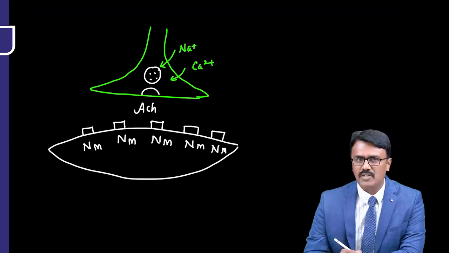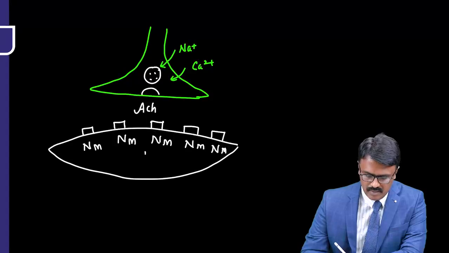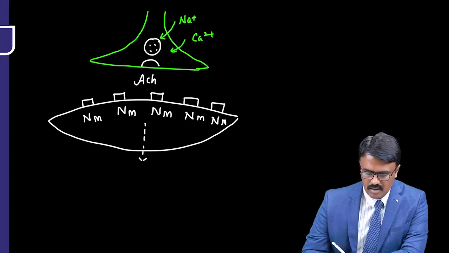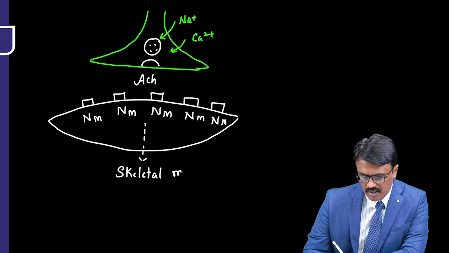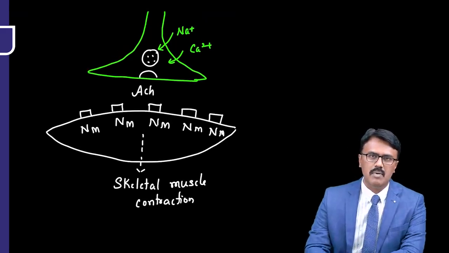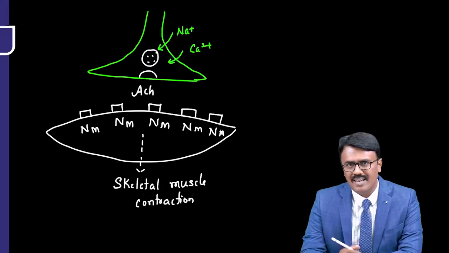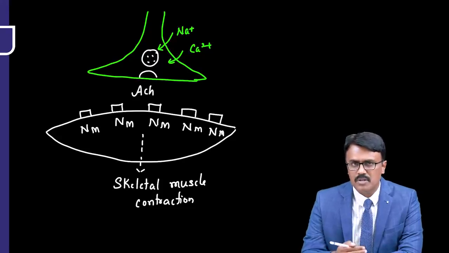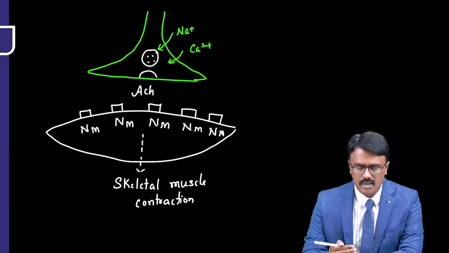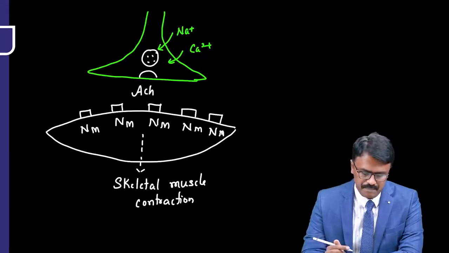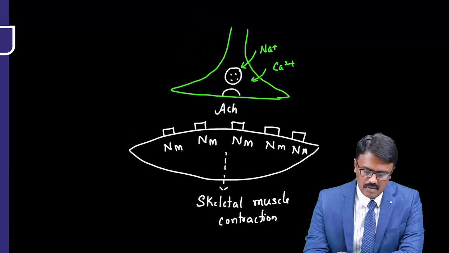Now when the acetylcholine acts on the NM receptor, this NM receptor is responsible for skeletal muscle contraction. That will cause skeletal muscle contraction. So normal physiology, remember when sodium and calcium enter, the vesicle fuses to the presynaptic terminal, and the acetylcholine is released, which acts on the NM receptor, and you see skeletal muscle contraction normally. Now what happens in a patient with myasthenia gravis?